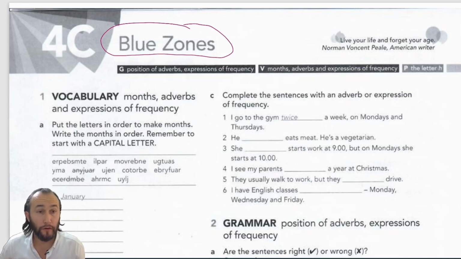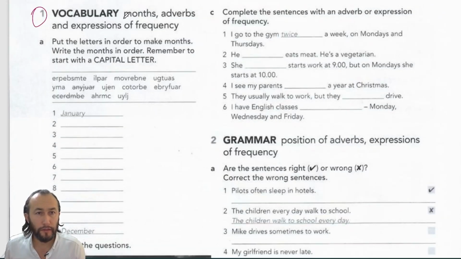Okay. Now, exercise 1. We're gonna start now. Vocabulary, months, adverbs, and expressions of frequency. So exercise A is asking us to put the letters in order to make months. Okay, so we got here month names. And as you can see here, the letters are mixed up. So we need to put them in the right order and remember to start with a capital letter. Sure, let's get down to it.